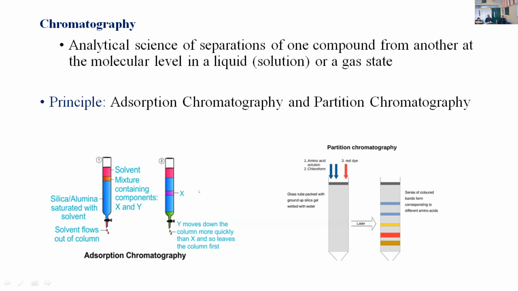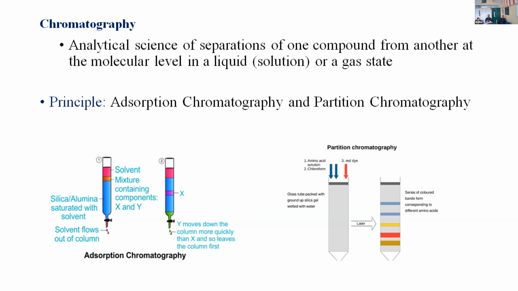On the other hand, in partition chromatography, the stationary phase is a liquid coated on a solid support, and the mobile phase is also a liquid. So here the separation will happen on the basis of distribution of molecules between the stationary phase as well as the mobile phase.